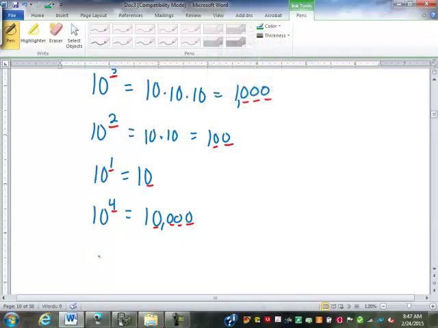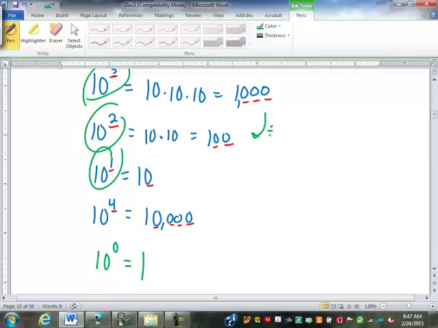What would 10 to the power of 0 be? 1. Very good. Because if we look at our pattern, when we go 10 to the 3rd, 10 to the 2nd, 10 to the 1st, each time we divided by 10. So taking that 10 and dividing by 10 again, we better get 1 for 10 to the 0.